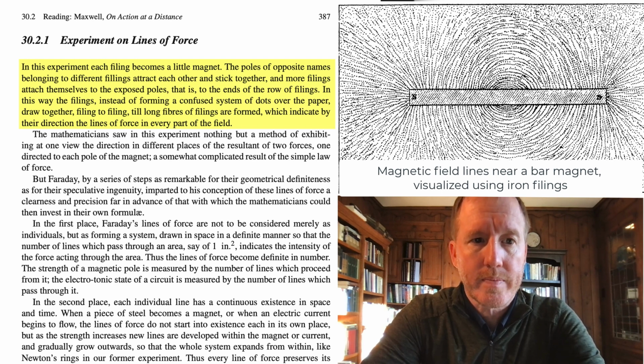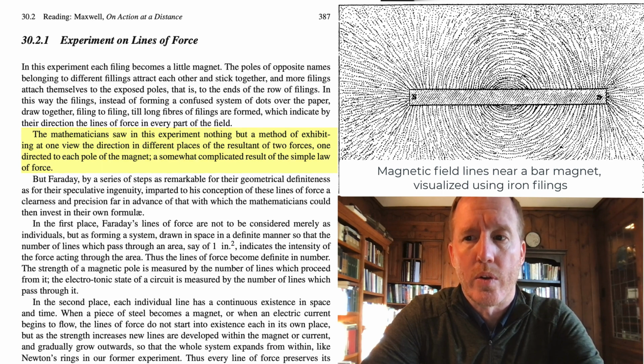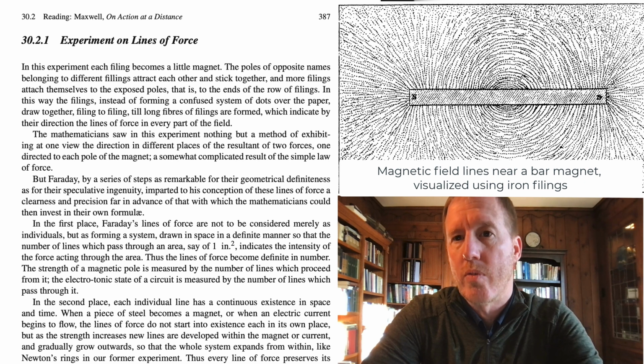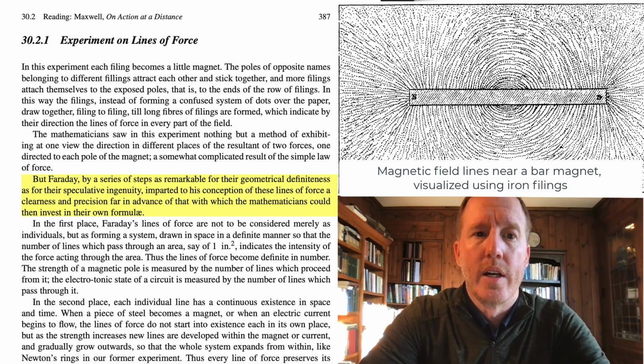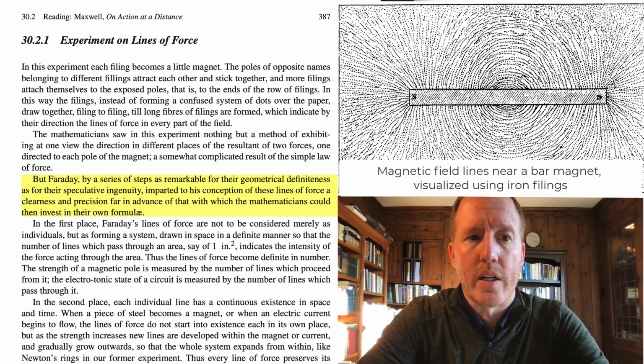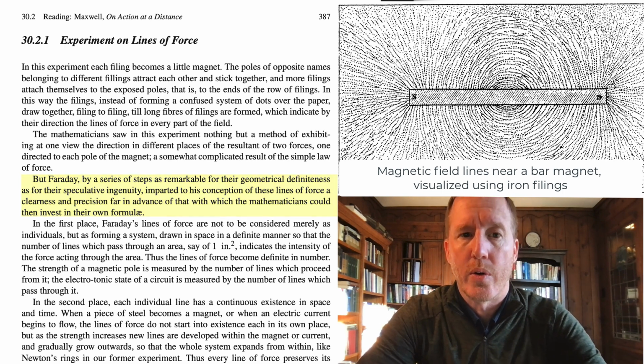The mathematicians saw in this experiment nothing but a method of exhibiting at one view the direction in different places of the resultant of two forces, one directed to each pole of the magnet, a somewhat complicated result of the simple law of force. So he's referring to the push and pull forces that Ampere had conceived of as acting at a distance between magnets. But Faraday, by a series of steps as remarkable for their geometrical definiteness as for their speculative ingenuity, imparted to his conception of these lines of force a clearness and precision far in advance of that with which the mathematicians could then invest their own formulae.